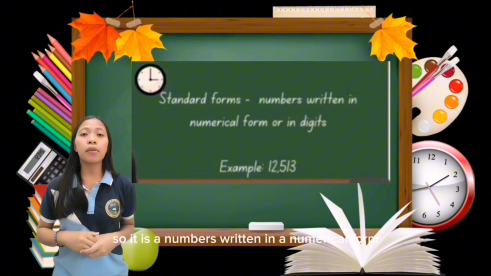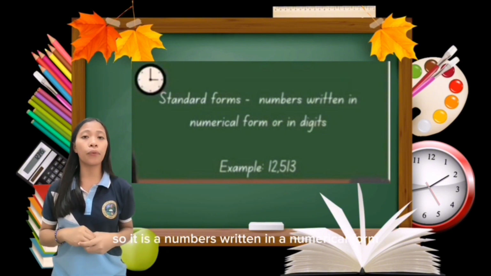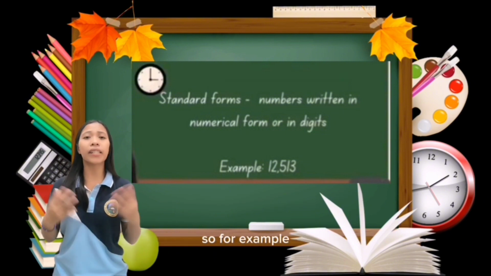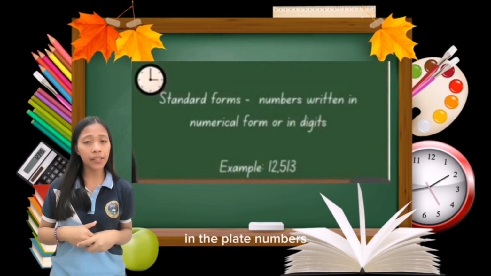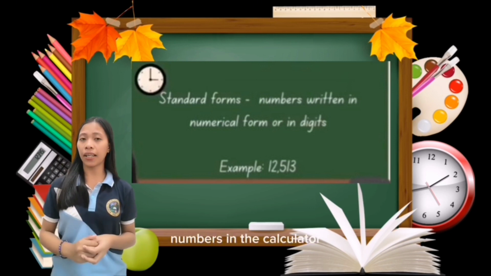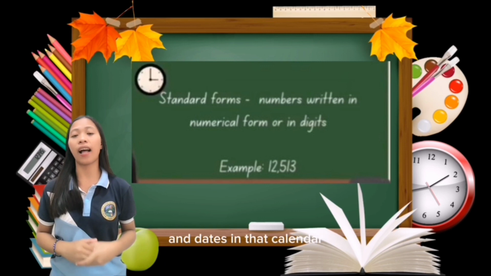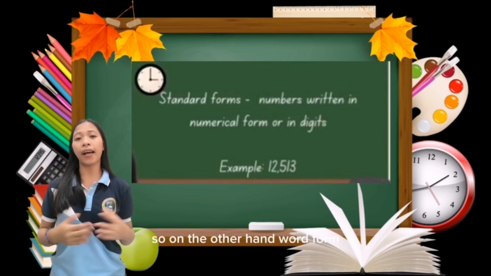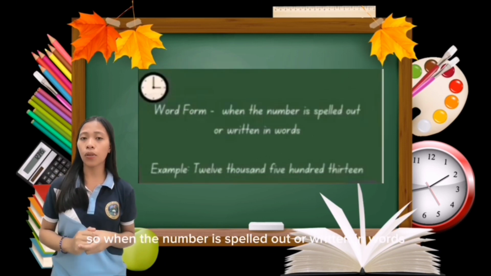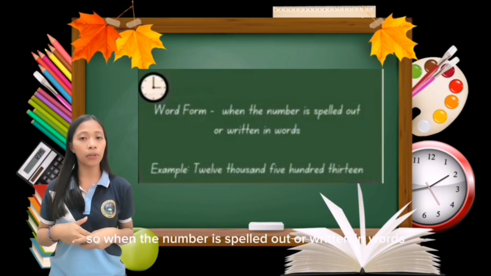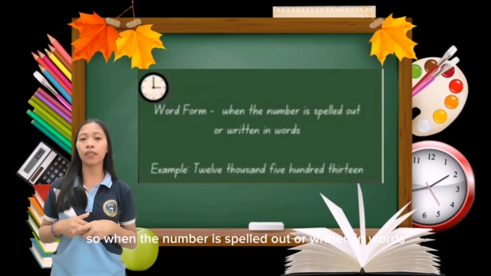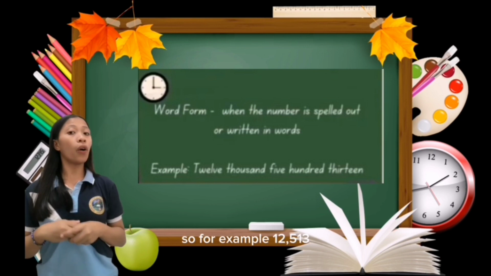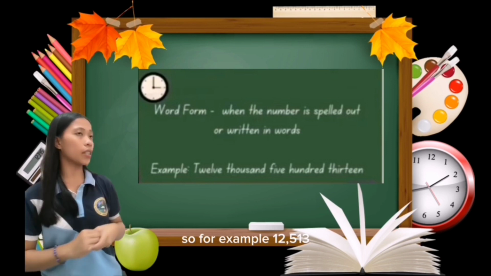So standard form, what is it? It is a number written in numerical form or in digits. So for example, in the plate numbers, numbers in the calculator, and dates in the calendar. On the other hand, word form is when the number is spelled out or written in words. So for example, 12,513.